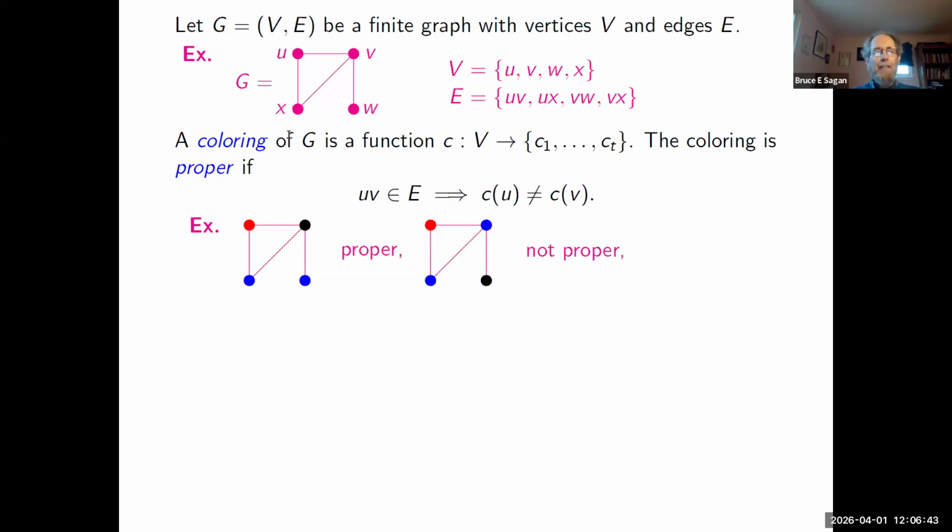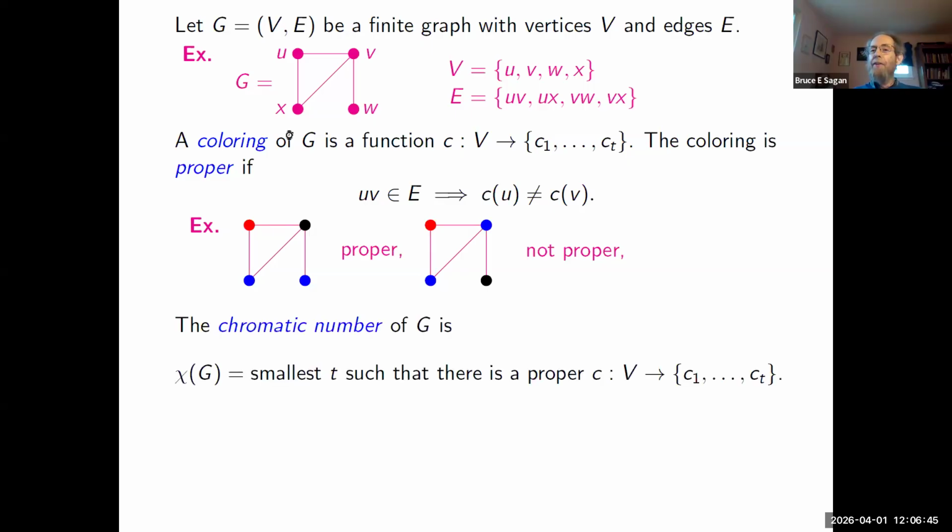Okay, great. So let's then define the chromatic number of G, chi of G, which is just the smallest number of colors you can use and get a proper coloring, right? Any guesses what the chromatic polynomial of our example graph is?